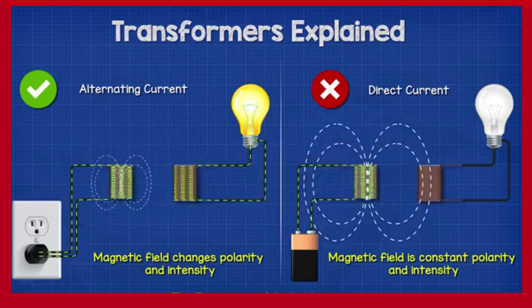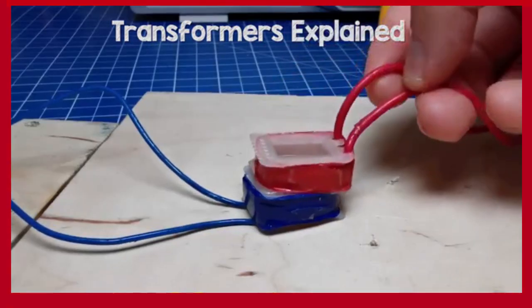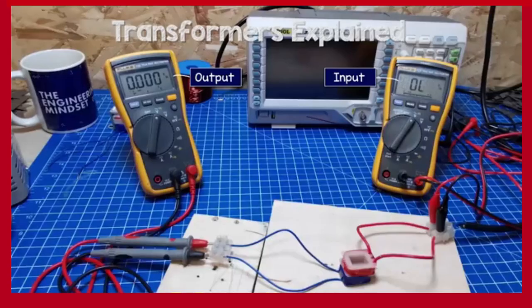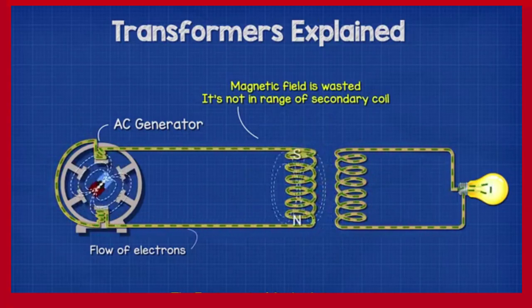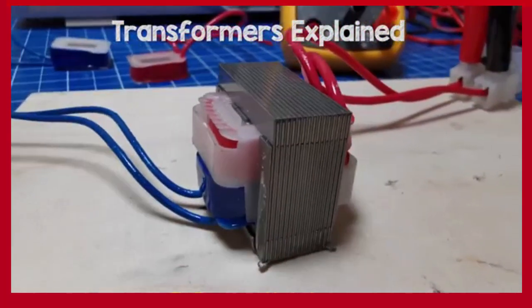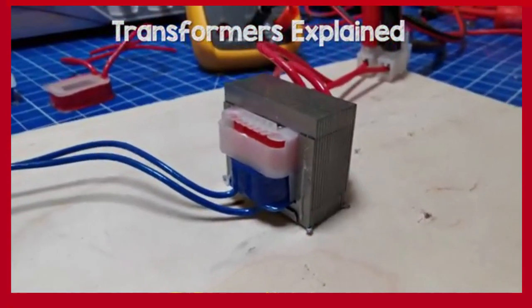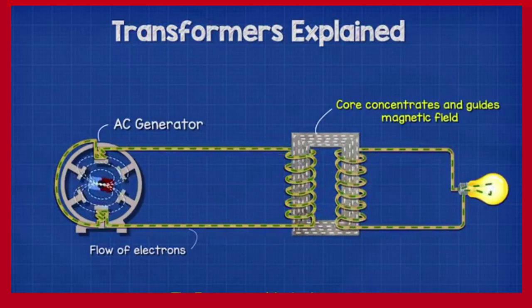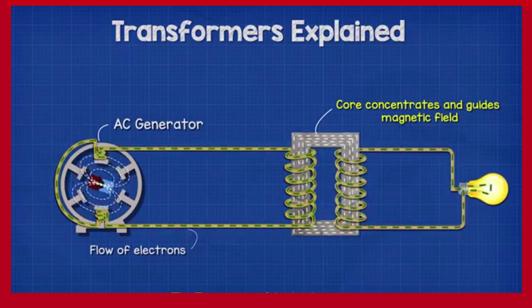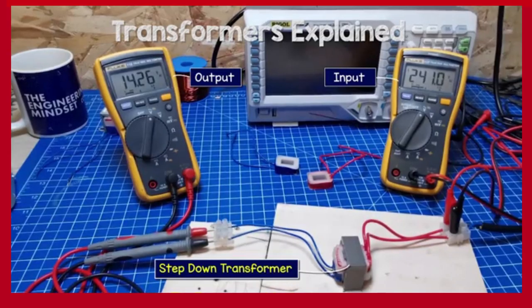Now, we can just use two separate coils of wire as a transformer. It will work, but not very well. The problem is that we're wasting a lot of the magnetic field because it's not in range of the secondary coil. So we place a ferromagnetic iron core between the coils. This concentrates the magnetic field and guides it to the secondary coil so that the transformer is more efficient.